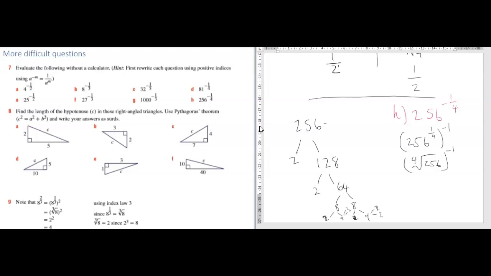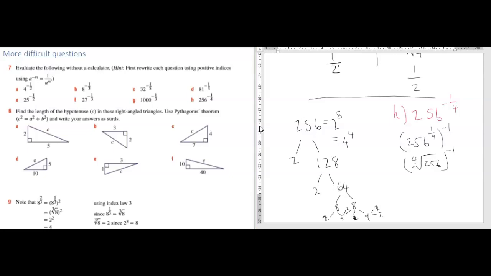So 256, if we were writing it as a base of 2, it's going to be 2 to the power of 1, 2, 3, 4, 5, 6, 7, 8. Missed that, so just count again. 1, 2, 3, 4, 5, 6, 7, 8. But we want the fourth root. So that is the same then as 4 to the power of 4.